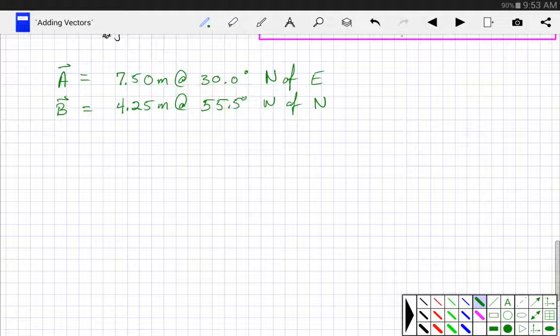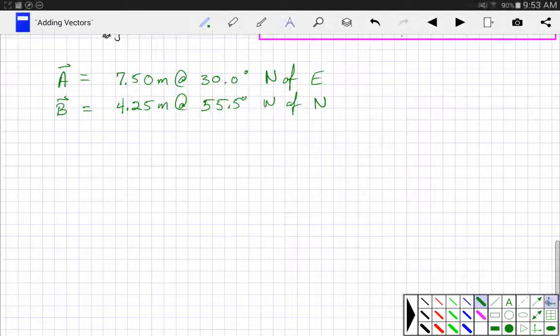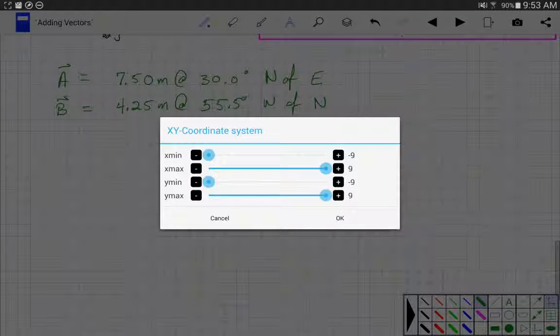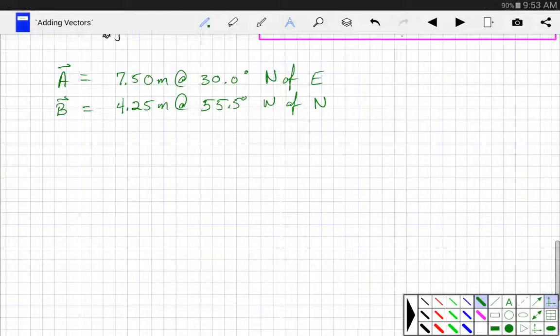We have two ways of doing this, by components or graphically. If I do it graphically, and I'm going to do a quick and dirty graph here, this isn't going to be a very special graph. If I do this graphically, I'm going to get something that looks like this.